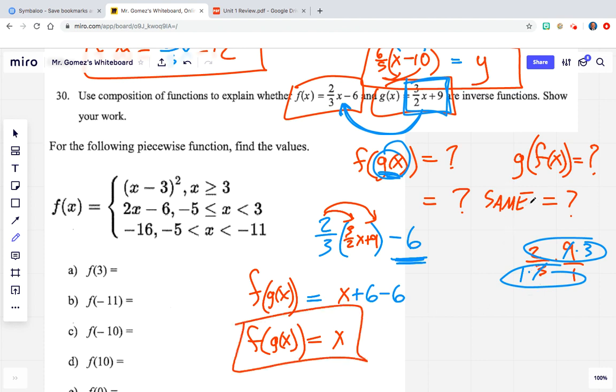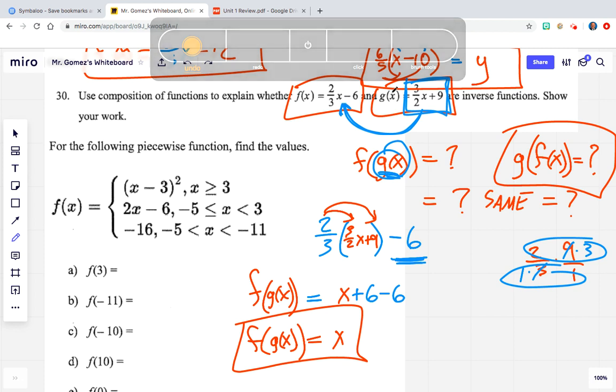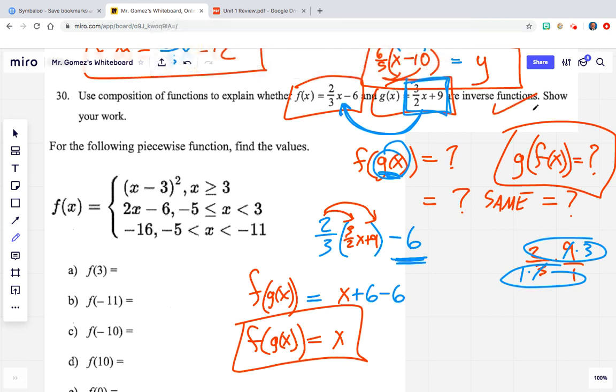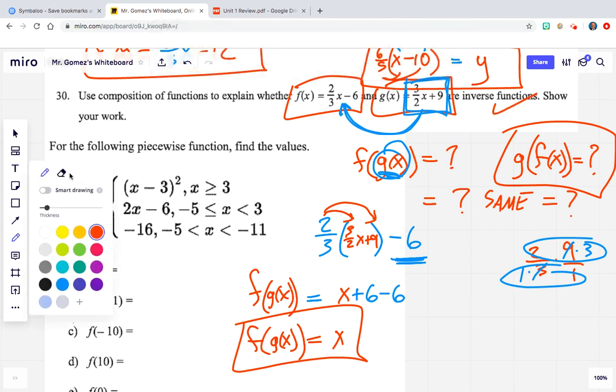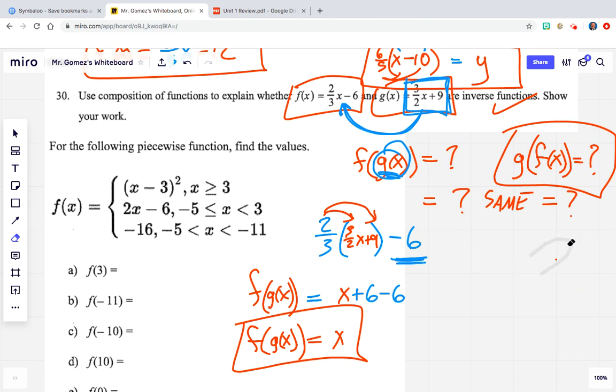So now, all I have to do now is show what does g of f of x equal. And if it equals x when I simplify, then f of x and g of x are in fact inverse functions, okay? So let's go ahead and make room for that and work that one out. We're going to do g of f of x. So let's take f of x, which is this 2/3 x minus 6, and we're going to put it this time into g of x, okay?